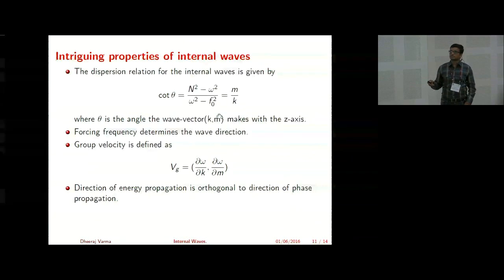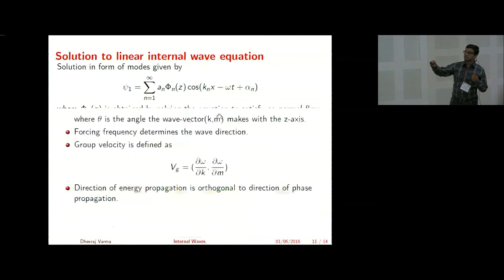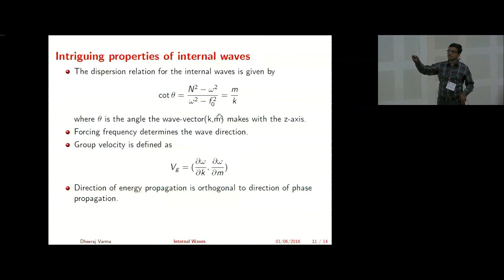Next, about the properties of internal waves. If you're looking at just the uniform case, when you substitute these k_n and phi_n in the equation, you can get a dispersion relationship, which goes as this: cot theta is square root of N squared minus omega squared over omega squared minus f squared, and this is m by k, where m is your vertical wave number and k is the horizontal wave number. If you just look at this dispersion relationship, your N is fixed by the stratification which you consider, f naught is fixed by the f-plane which you are working on, and it's just omega, the forcing frequency, which you can vary. And depending on the forcing frequency, it determines the direction in which the wave propagates.